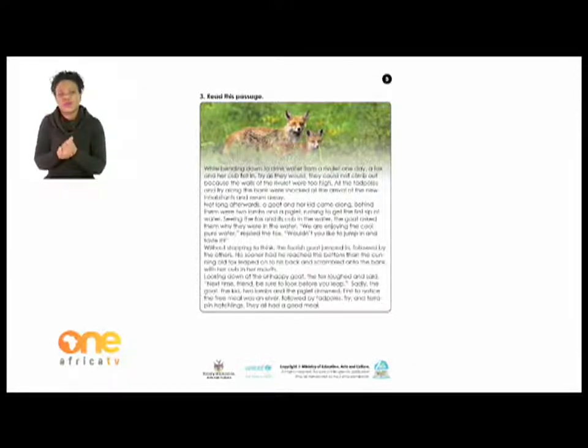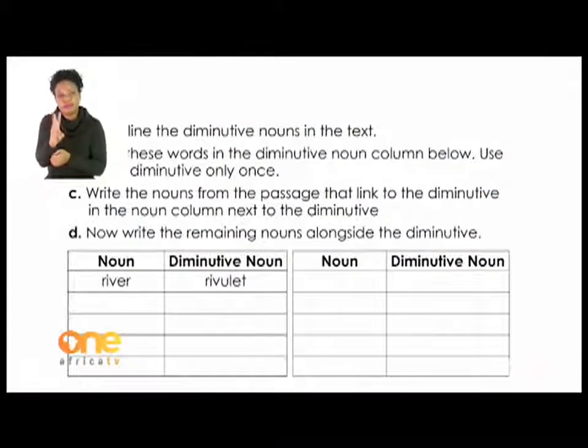Right, boys and girls, that's how we should read. Then we turn to page 6 of the booklet, where we have the questions. You answer those questions from A to D. For instance, the first one would tell you, underline the diminutive nouns in the text. So if you go back to the passage on page 5, as you read through, you would see quite a number of diminutives in there. Then you underline. Yours is simply to underline the diminutives.